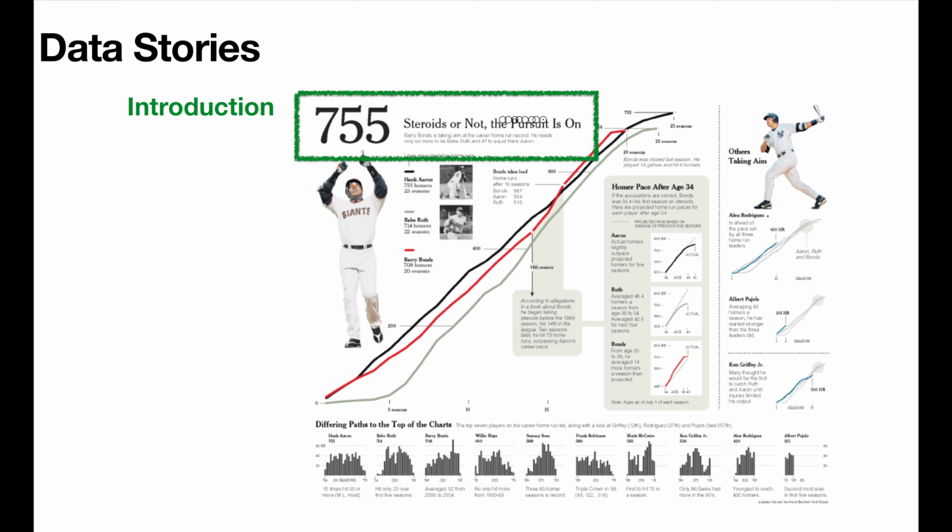755, steroids or not, the pursuit is on. This is about the pursuit by Barry Bonds of the home run record. At the time this was published, he had hit 755, or he was on his way to trying to get past Hank Aaron's record of 755 home runs.